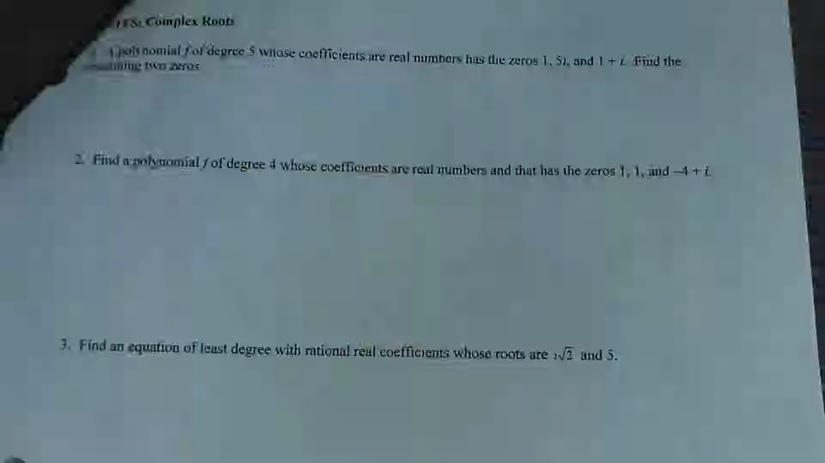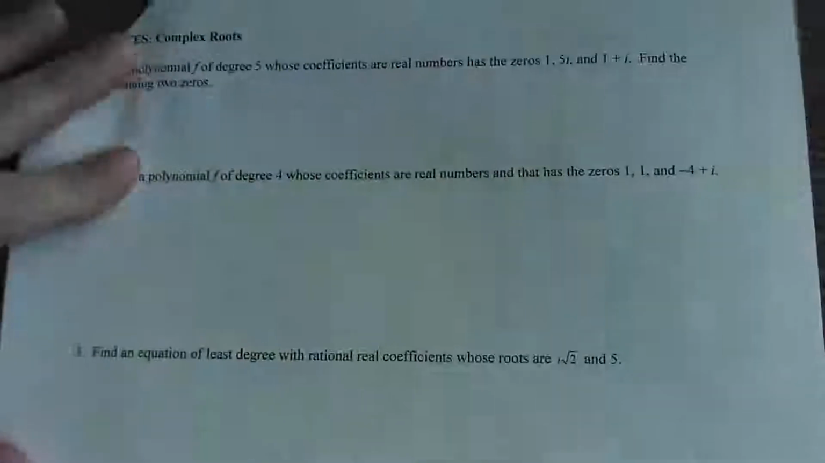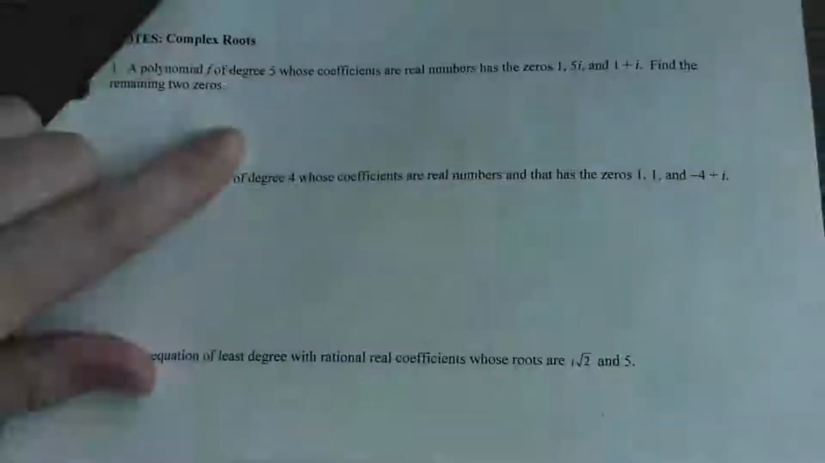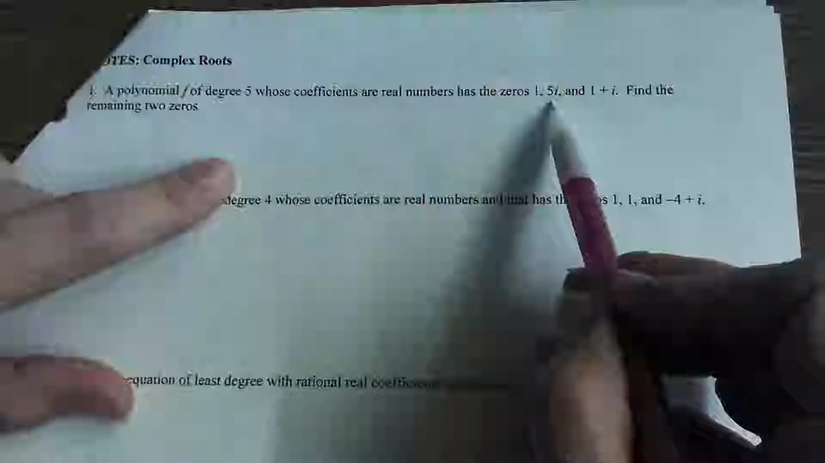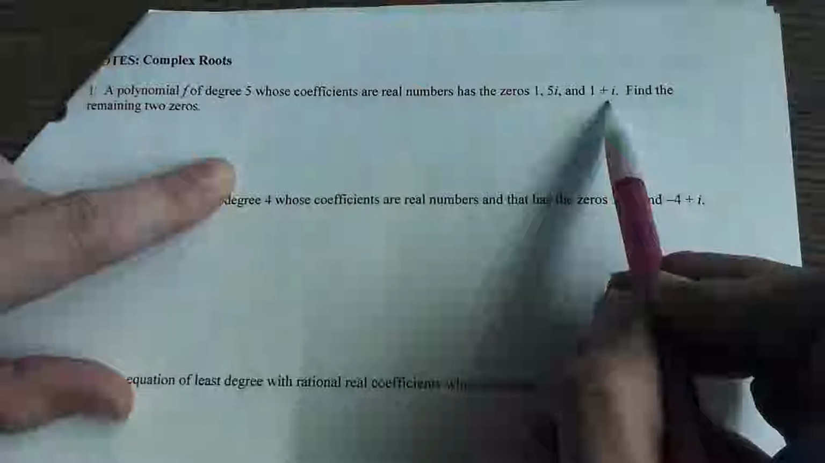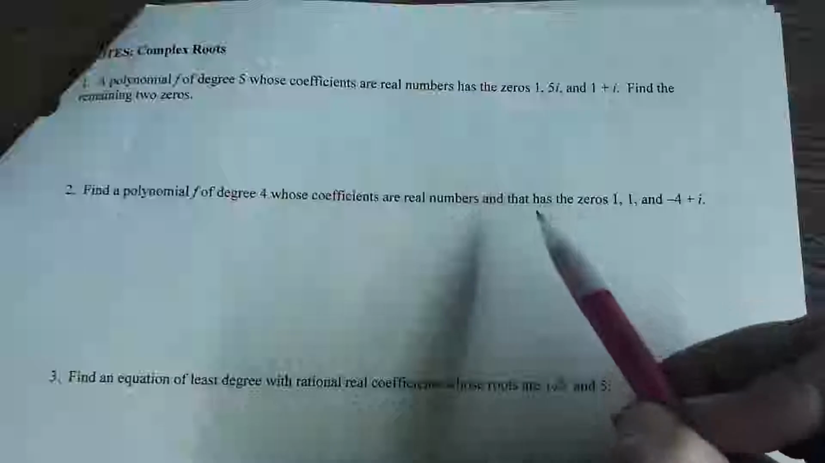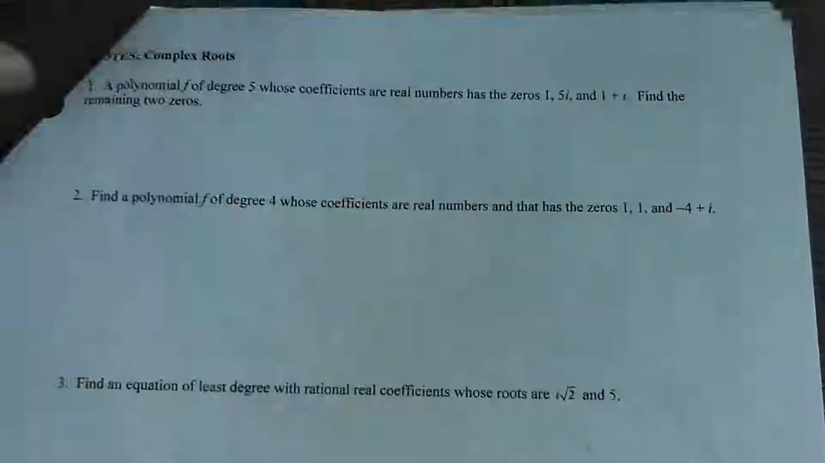Okay, so in that very last example we obviously saw one rational root and two irrationals. Now we're going to see how complex roots come up. A polynomial of degree 5, whose coefficients are real numbers, has the zeros 1, 5i, and 1 plus i. Find the remaining two zeros.